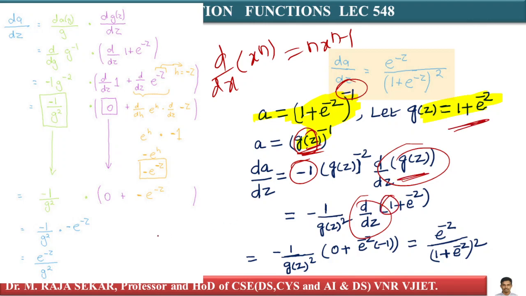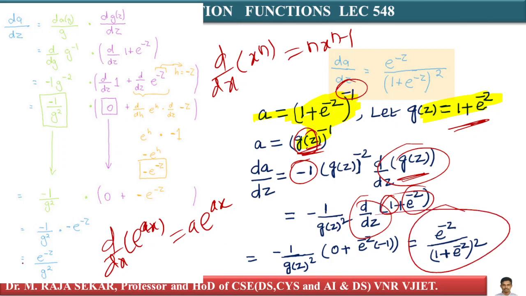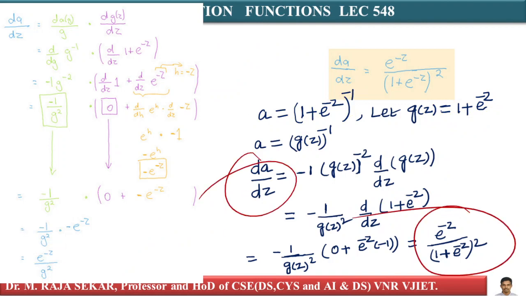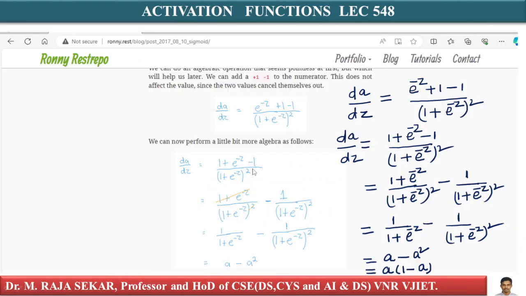Differentiation of a constant is 0, therefore differentiation of 1 is 0. Differentiation of d by dx of e power ax means a into e power ax. Therefore minus 1 into e power minus z. Ultimately, what will you get here? Your dA by dz is e power minus z by 1 plus e power minus z whole square.